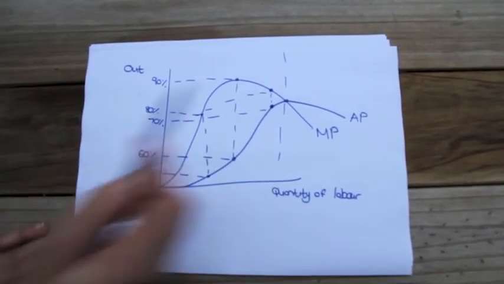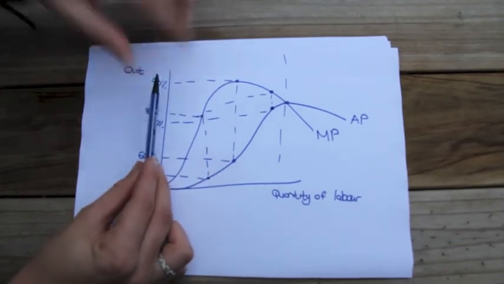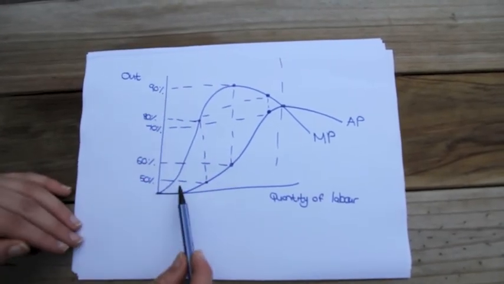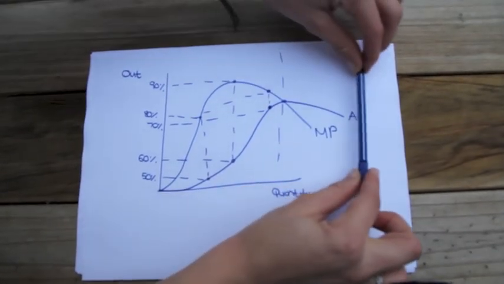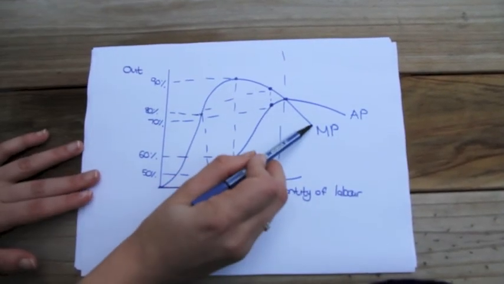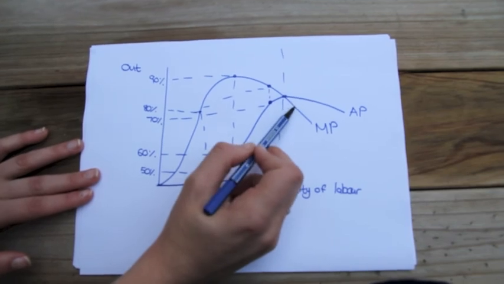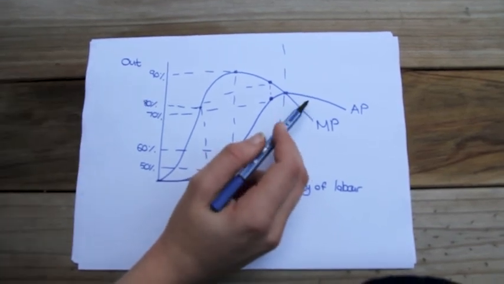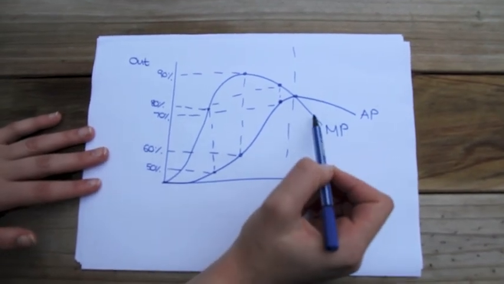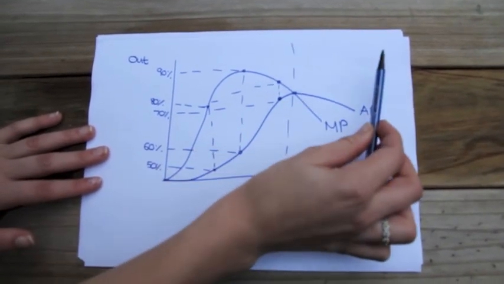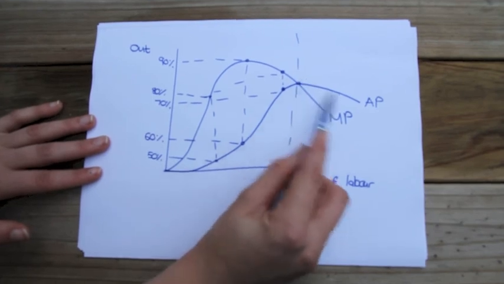So what we need to know is on this side of the graph, our marginal product is above our average product, so it's causing our average product to increase. And on this side of the graph, our marginal product, which means our next test result, is lower than our average. So say for instance our average is 60 and then our next test we got 50%, which decreases our average. So on this side our marginal product is less, which decreases our average.